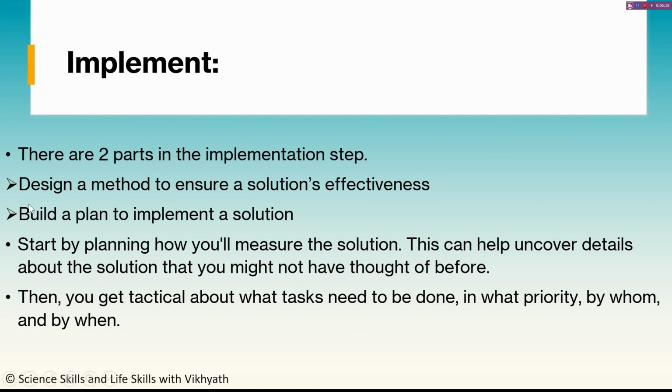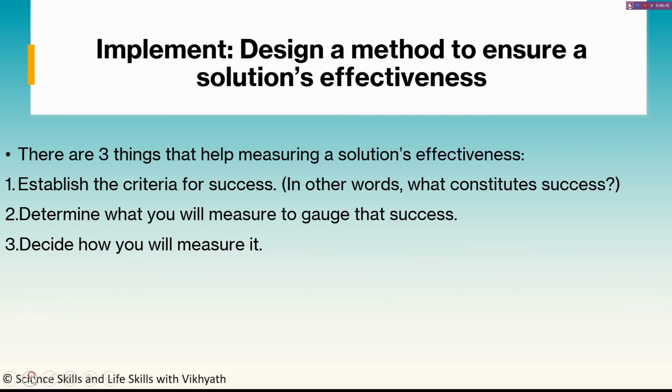So the second point is about the second part, and the first point is about the first part. So design a method to ensure a solution's effectiveness. There are three things that help in measuring a solution's effectiveness. Number one, establish the criteria for success. In other words, what constitutes success? Number two, determine what you'll measure to gauge that success. Number three, decide how you'll measure it.